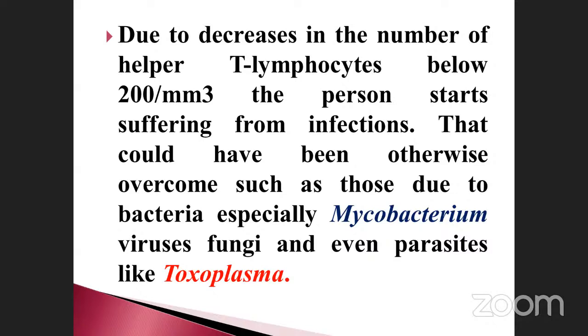Infections that could otherwise have been overcome, such as those due to bacteria, especially Mycobacterium. I already told you, HIV is a good friend of Mycobacterium, otherwise called TB. Also viruses, fungi, and even parasites like Toxoplasma. These are all very identified components in the HIV process. Okay, go to the next one.